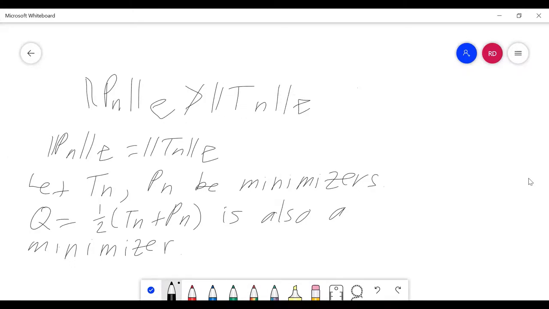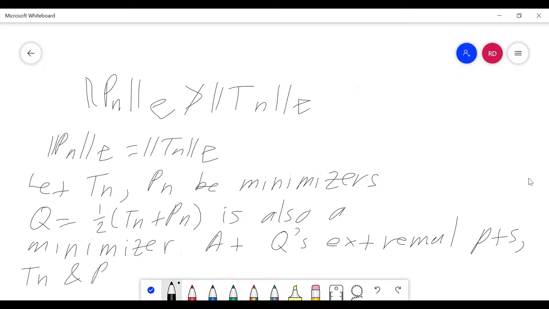So at Q's extremal points, Tn and Pn are also extremal. Just take a minute to think about why that is. At any point, if the average of them is at the max, neither of them, since they have the same norm, can be higher, so therefore neither of them can be lower either. Therefore, they must be equal.